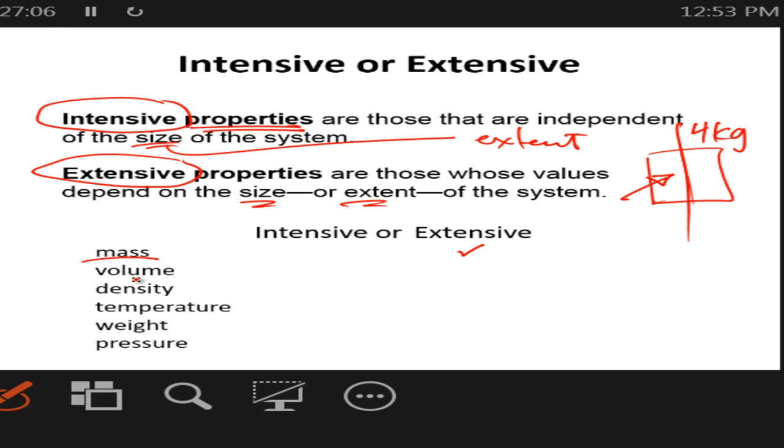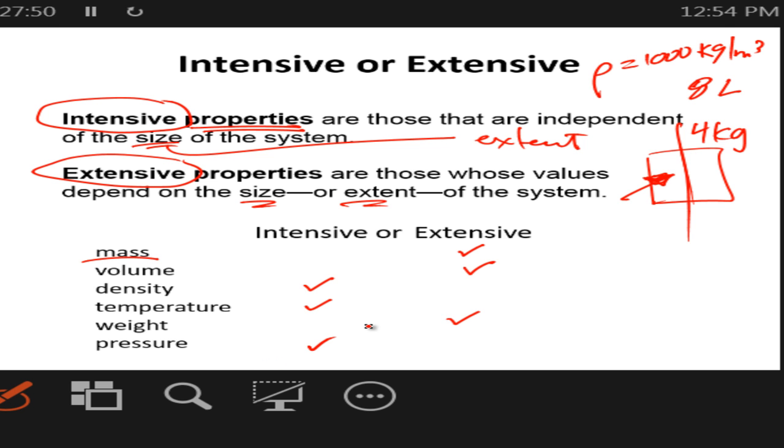How about the volume? It started to be 8 liters. How big is this side? It's 4 liters. It's extensive. What about density? It started to be water. Everywhere it's 1,000 kilograms per meter cubed. If I cut it in half, I ask, what's the density of the left side? Is it 1,000 or 500? It's 1,000. It's intensive. How about temperature? It starts out 25 degrees. I cut it in half. Is it now 12.5 degrees? No. That's intensive. How about the weight? Extensive.